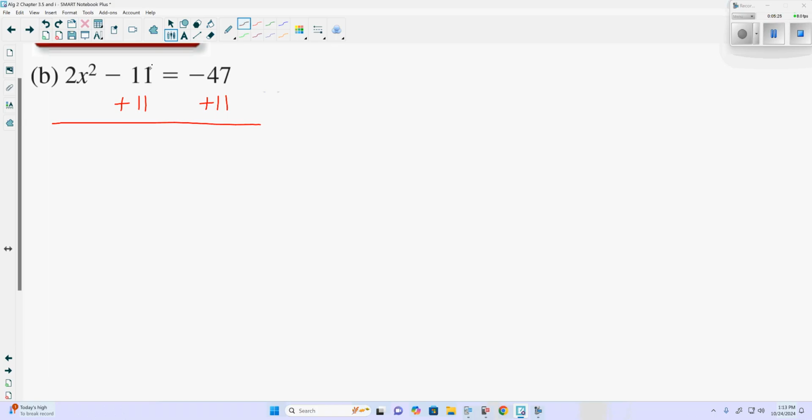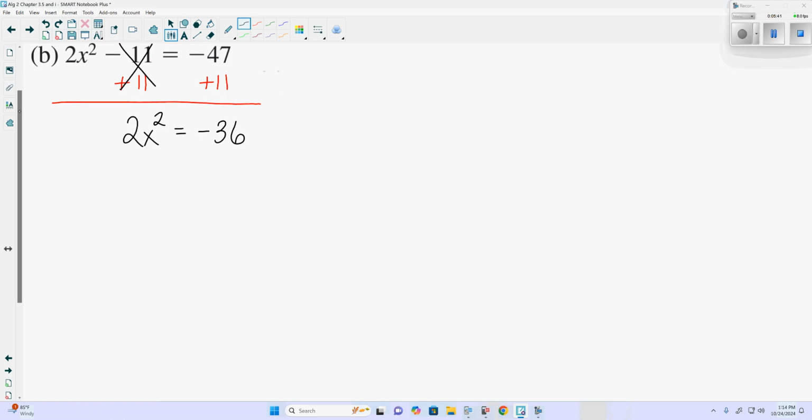After we add 11 to both sides, our negative 11 plus 11 would be 0, leaving us with 2x squared on the left-hand side. Negative 47 plus 11 is negative 36. Looking at this, is the x squared term by itself? No, so what do we need to do next? We need to divide both sides by 2. 2x squared divided by 2 is going to be x squared. Negative 36 divided by 2 is going to be negative 18.